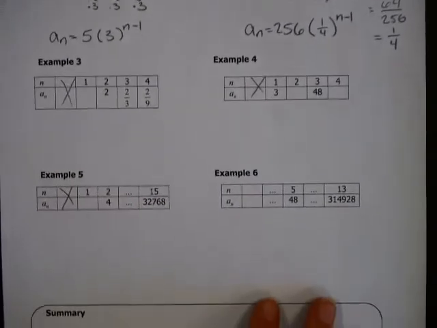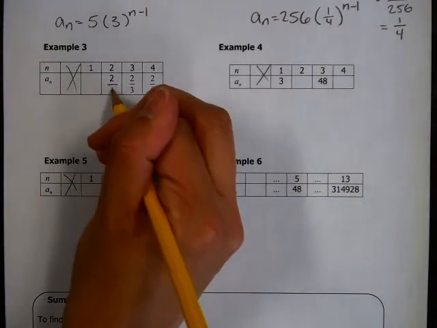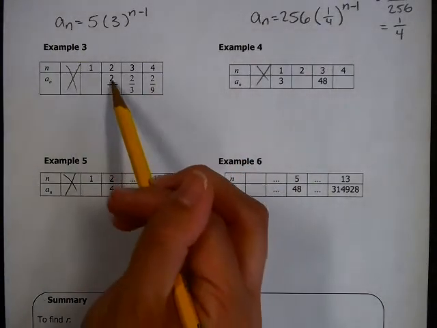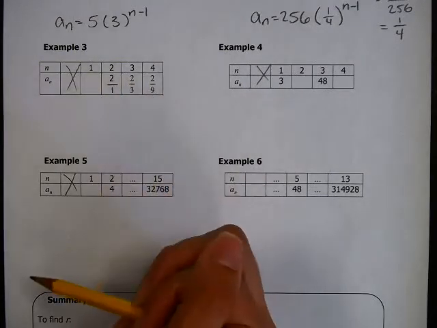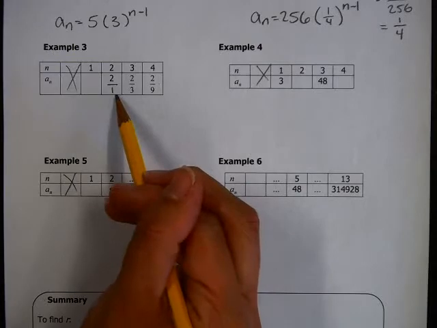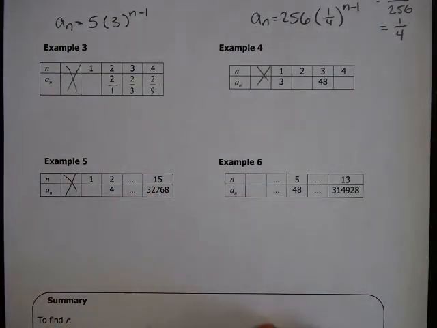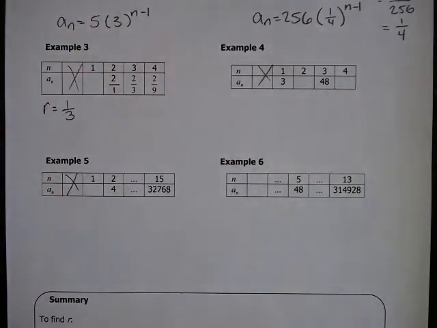Alright, example 3. Remember, don't worry about fractions. Just think of this as 2 separate sequences. So in the numerator, to get from 2 to 2 to 2, we're multiplying by 1. From 1 to 3 to 9, we're multiplying by 3. So we could see that our common ratio is 1/3.